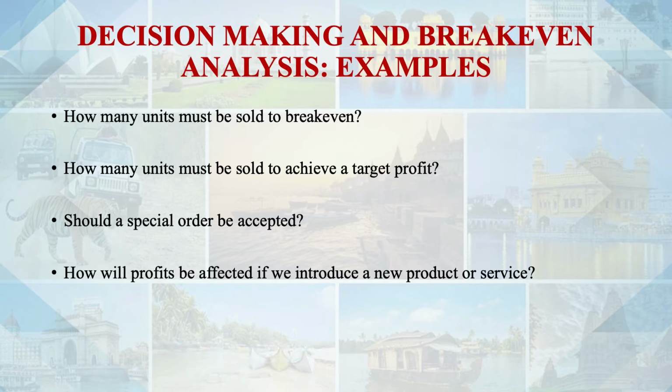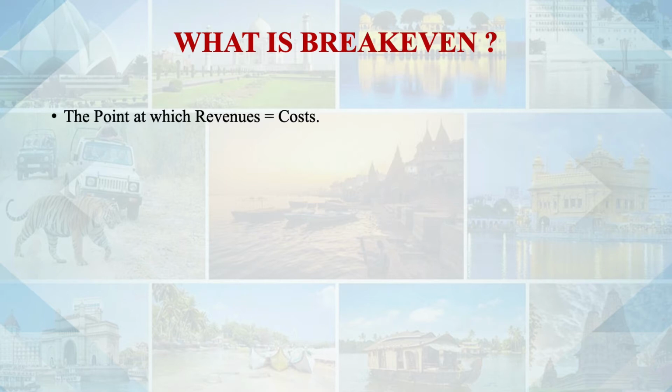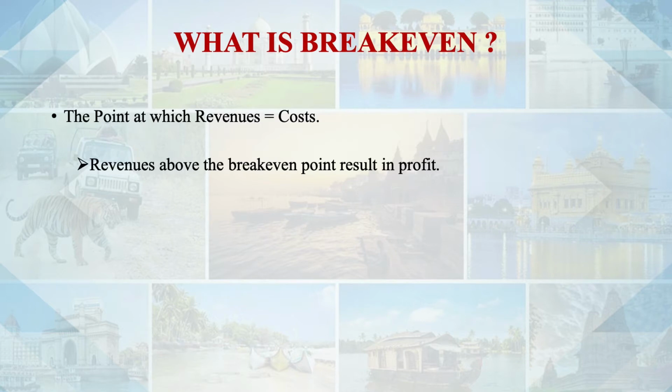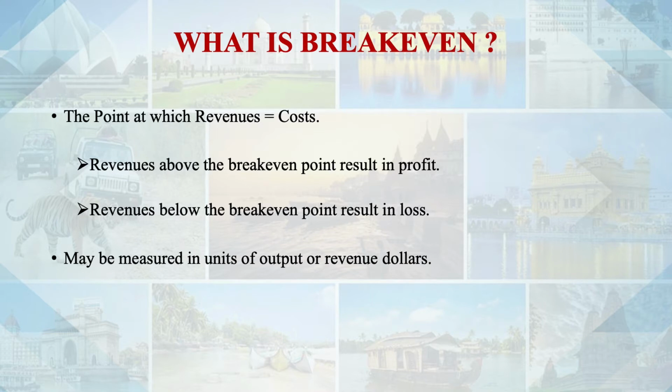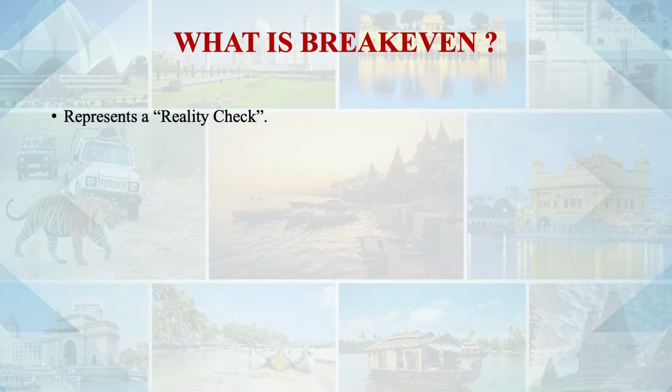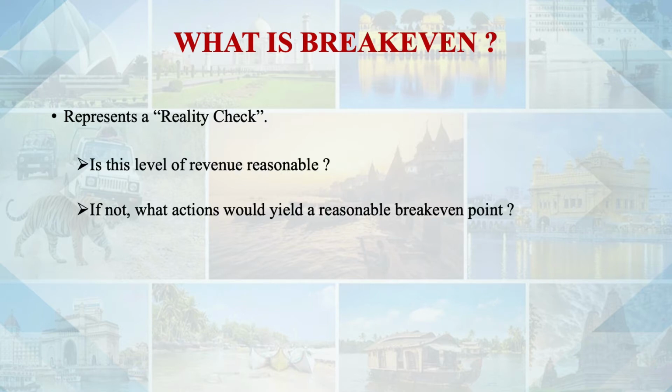What is break-even? As I said, break-even is a point where revenue in a business is equal to cost. The revenues above the break-even point will be profit, revenue below the break-even point will be loss, and this can be measured in terms of revenue or in terms of units. So break-even actually is a reality check. Is this level of revenue reasonable? If not, then what action should be taken for a reasonable break-even point? Maybe you need to reduce cost if you are not able to reach the break-even point, or maybe you need to work more on getting more revenues.